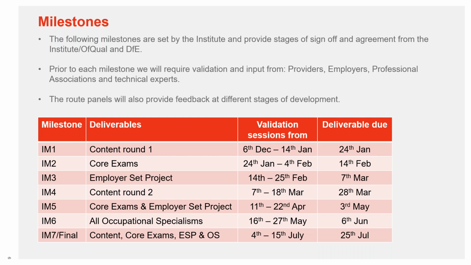Then there's another section on core exams and employer set project with an end date in May. Then all of the occupational specialisms, they hopefully get signed off at the beginning of June. And then the final sign off with any tweaks and changes that may have had to have been made in the interim would be signed off in July. So as I say again, just be mindful that some of these dates do come up very, very quickly. So for those of you that are engaged, please be aware that's how it works.